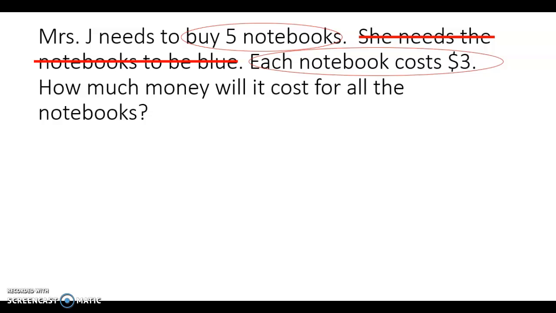So next, we need to ask ourselves, what do we need to find out? I like to underline or circle or squiggly mark the question so we know exactly what we have to find out. How much money will it cost for all of the notebooks?